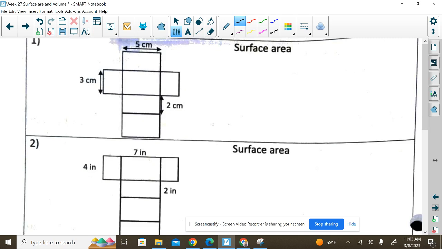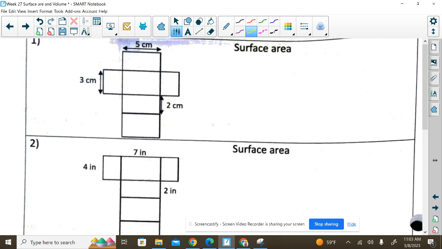This right here is the net of a triangular prism. Okay, and this is where we highlighted and colored that prism on Monday. So you can refer back to that in your notes, but it's going to be the same exact process.